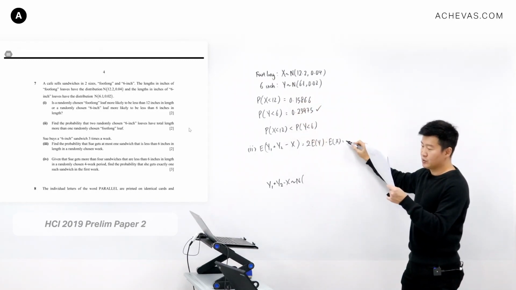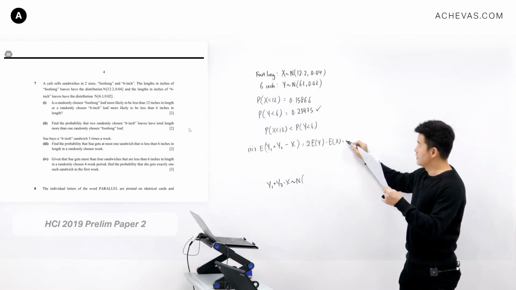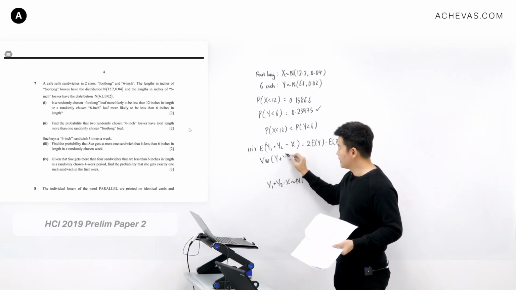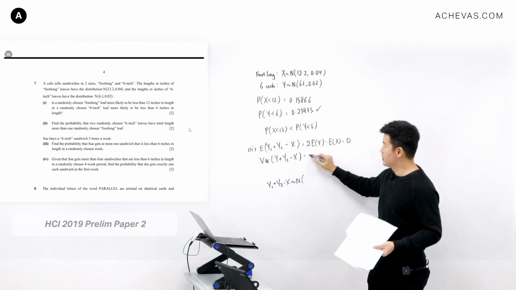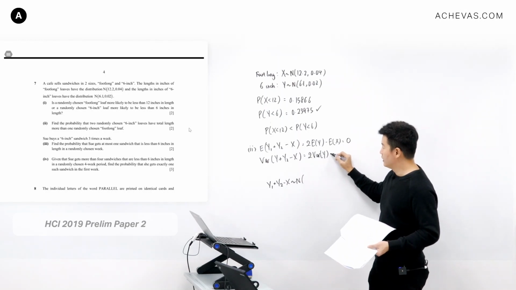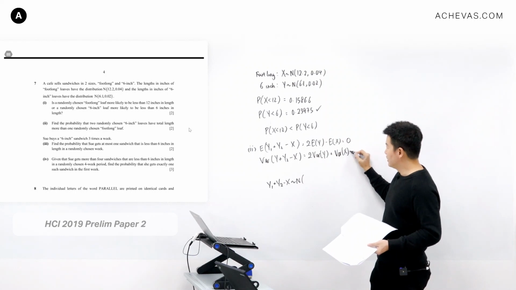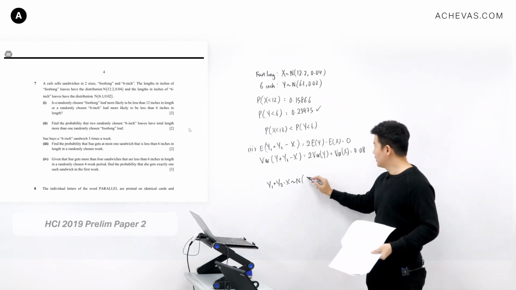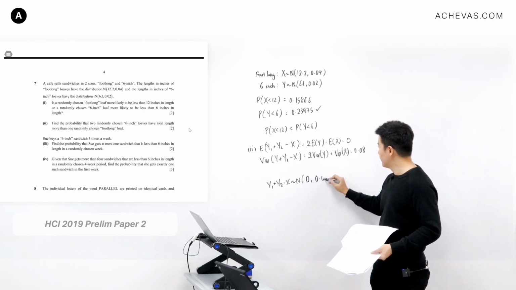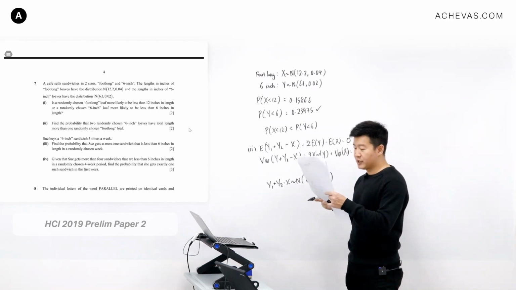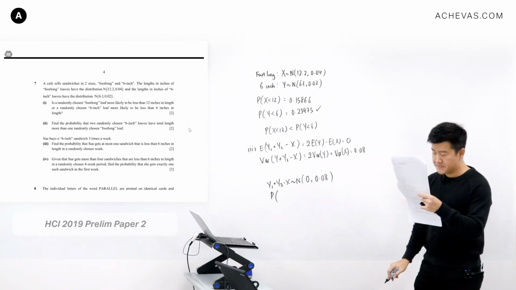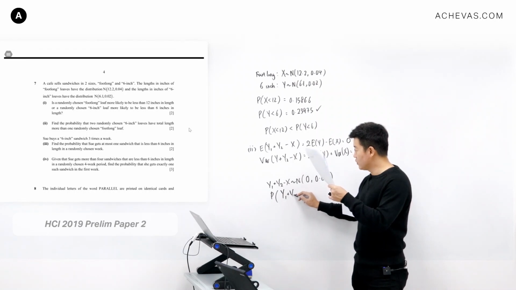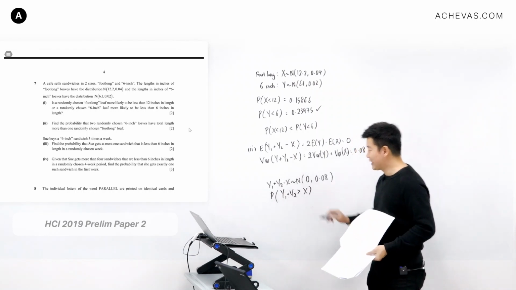This is equal to 0. Then we want to find out what is the variance. Variance of Y1 plus Y2 minus X is going to be 2 times the variance of Y, plus the variance of X. If you were to calculate it, this is equal to 0.08, which means that we are looking at this as a normal distribution of 0 and a variance of 0.08. We are supposed to calculate the probability that Y1 plus Y2 is bigger than X. That's what the question says.